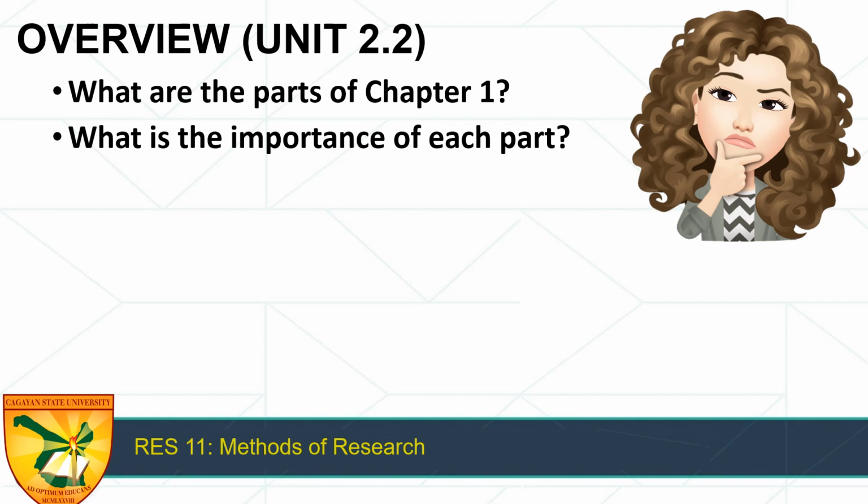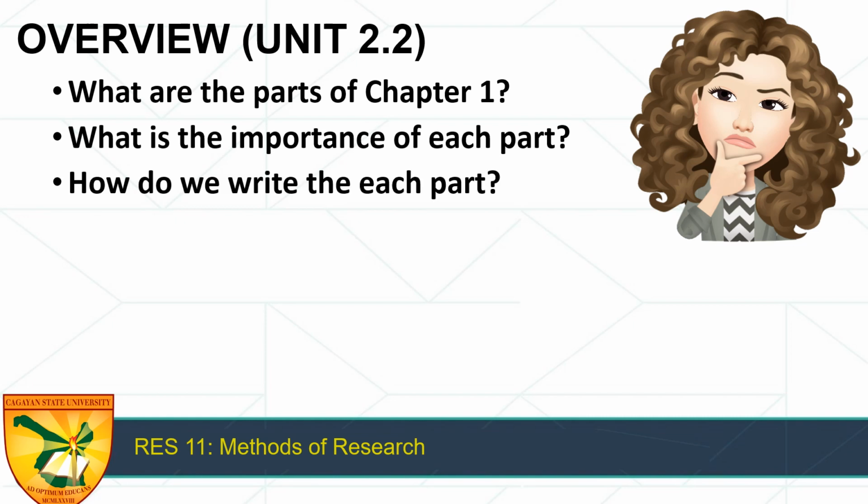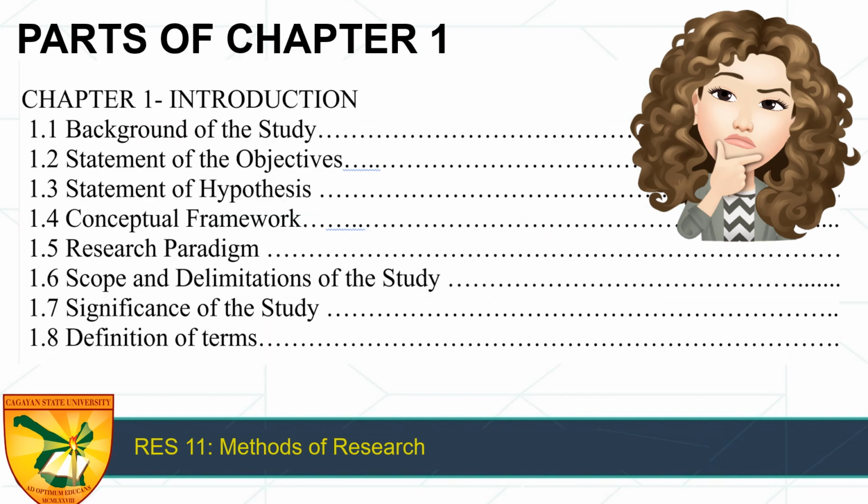Why do we write this in Chapter 1? What's the importance of this part? And how do we write this part? This is actually 1.6 of our Chapter 1, the scope and the limitations of the study.